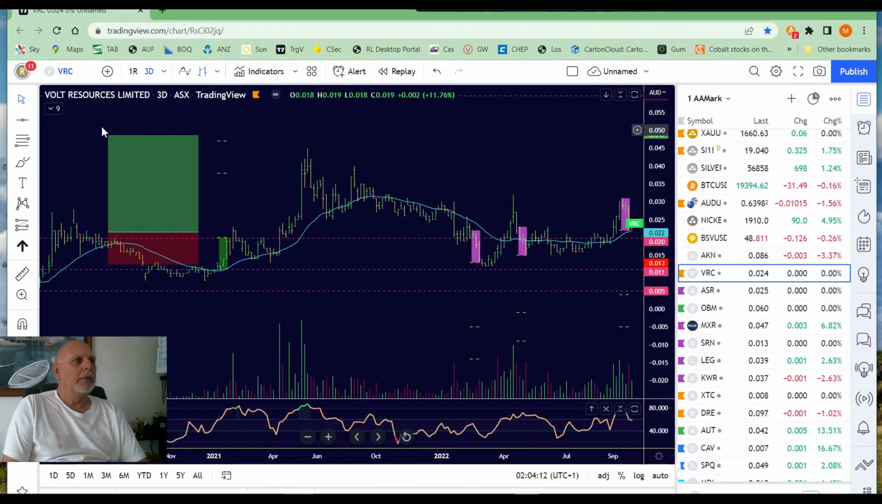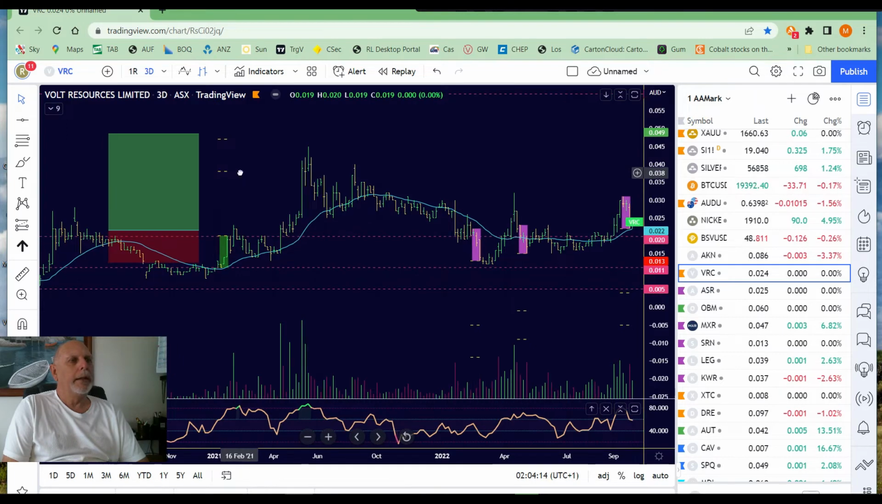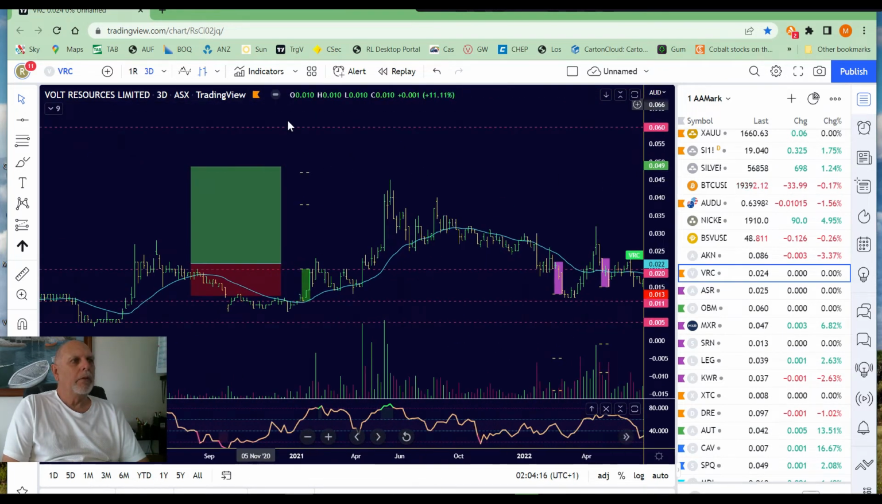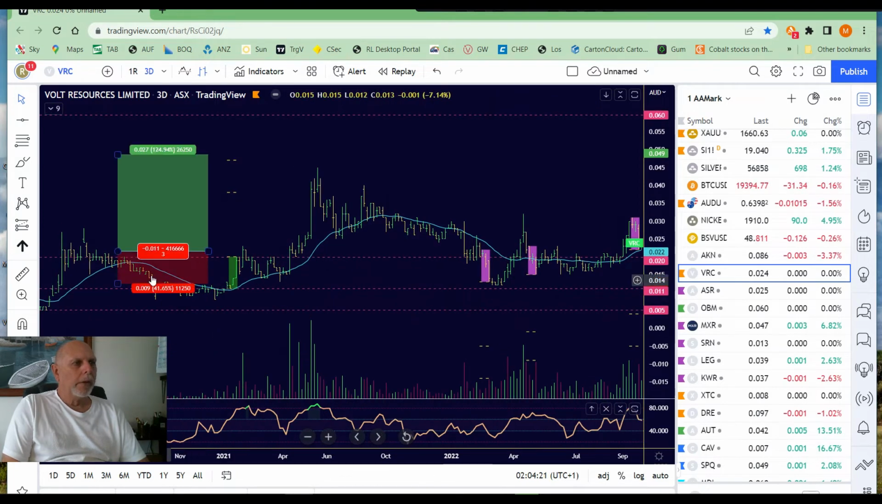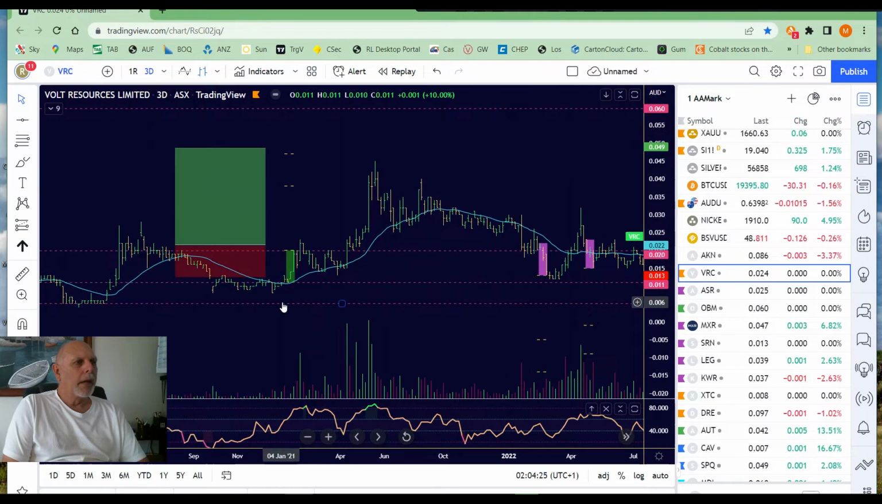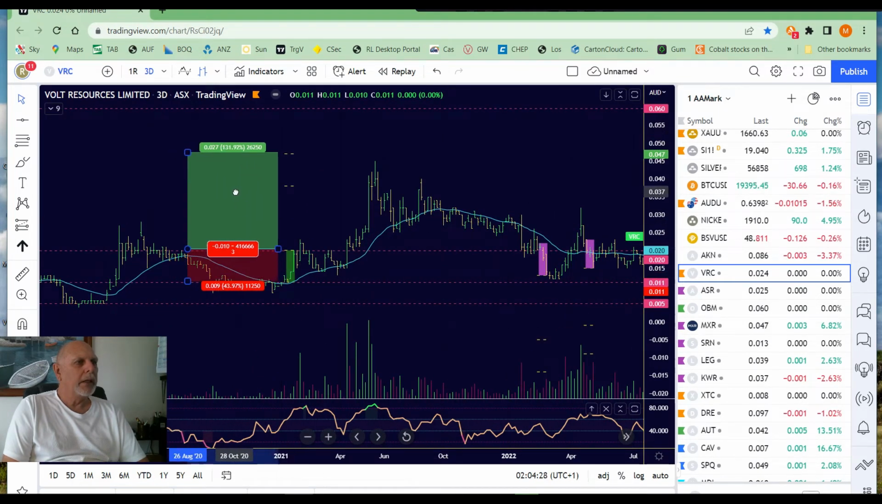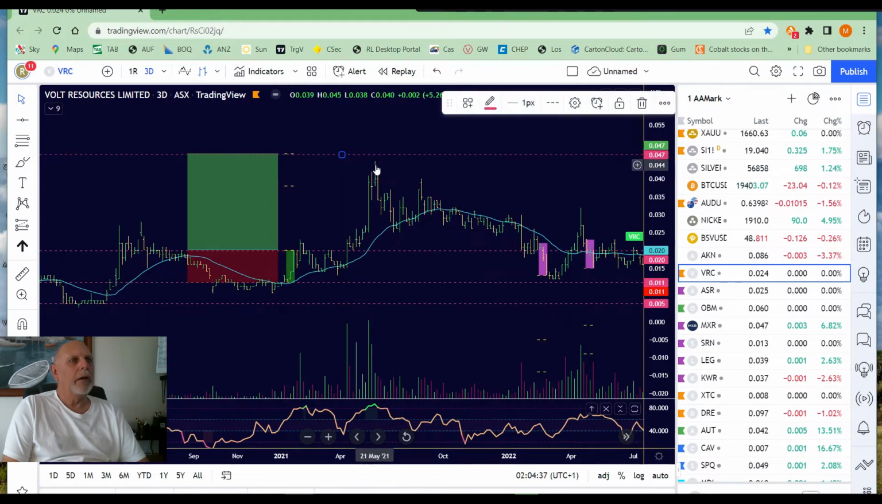Okay, so this is another little one. Volt Resources. It's a lithium play. Got it on a 3-day. If we pop back and have a look at this one here. Here, increased volume. I've got a 50% extension in play there. 3 sections we want there and there. So our high of that was 4.2, and our target was 4.7.